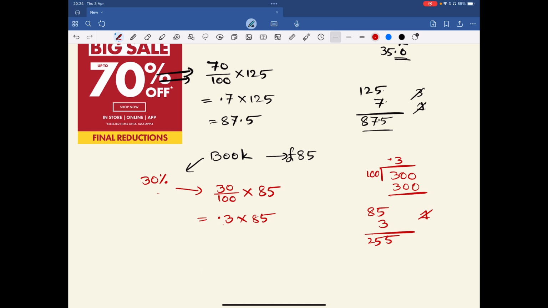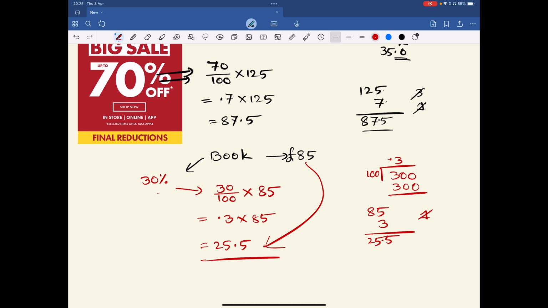Now how many place values after the decimal? This is 1. So put the place value there. So 25.5. So after a 30% discount, the price will be 25.5. That's how you calculate the value. So 30% of 85 is 25.5.